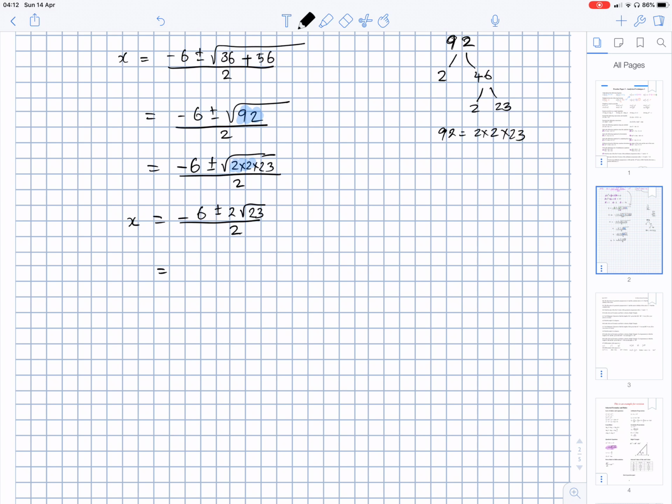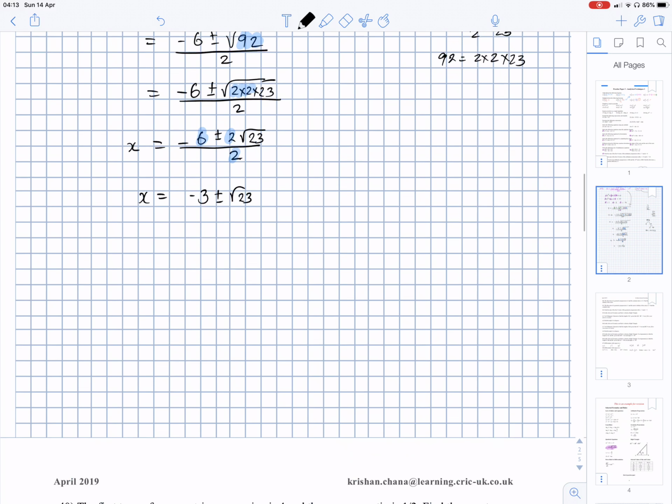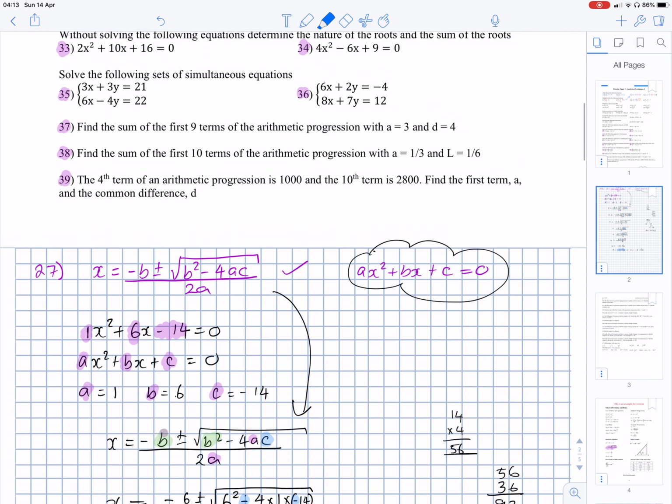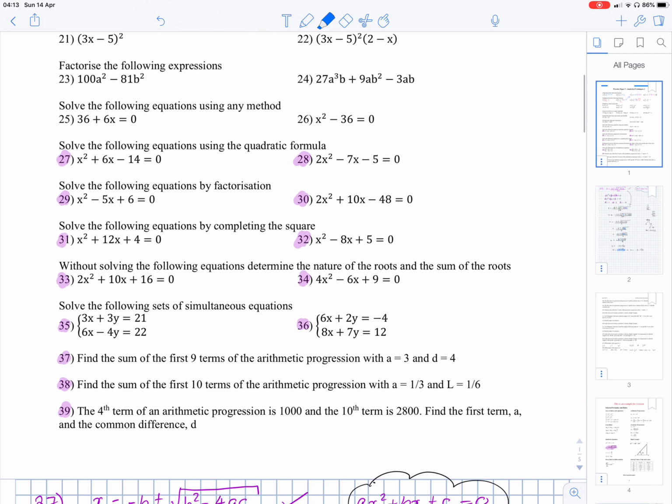Now you can divide the 6 and the 2 by 2. So that becomes minus 3 plus or minus square root of 23. So that is the value of x. So x is equal to minus 3 plus root 23, or x is equal to minus 3 minus root of 23. So these are your two answers for x for number 27. Alright, let's look at number 28.